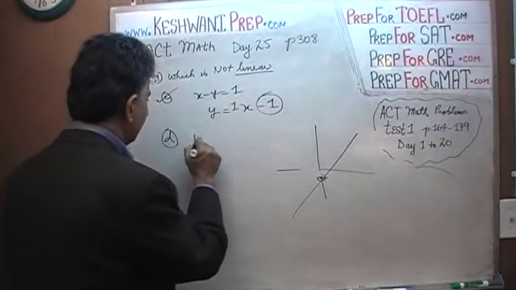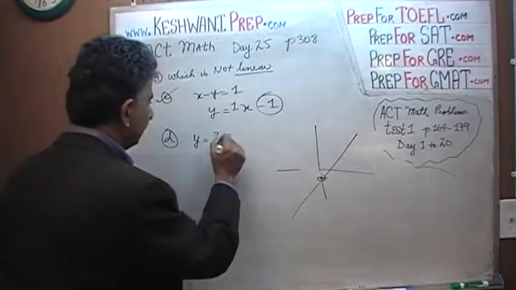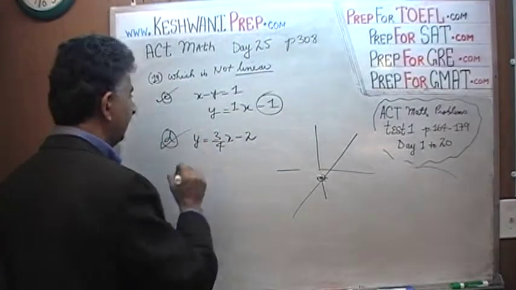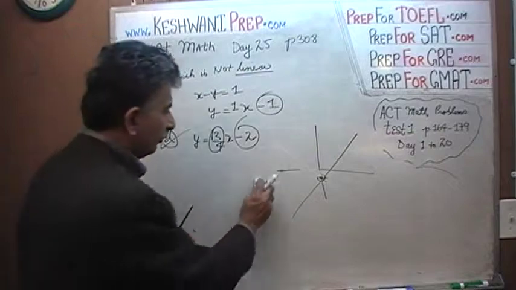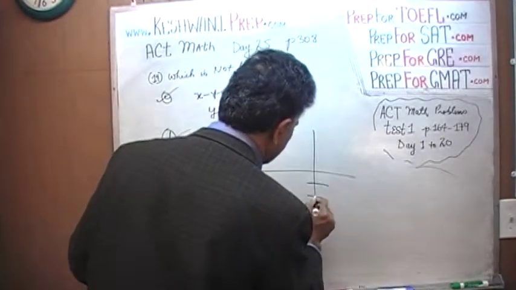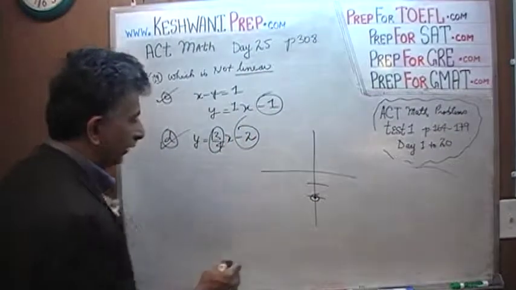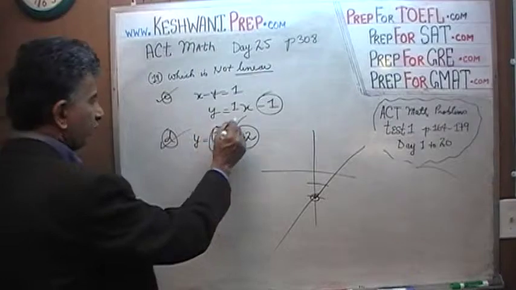Last one, y is equal to 3 quarter x minus 2. That is also a linear equation. The slope is 3 quarter, the y-intercept is negative 2. Y-intercept is negative 2, 1, 2, negative 2. And the slope again is positive, so it goes somewhere there. There we go, with a slope of 3 quarter.